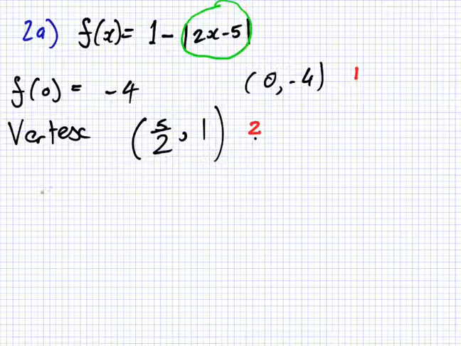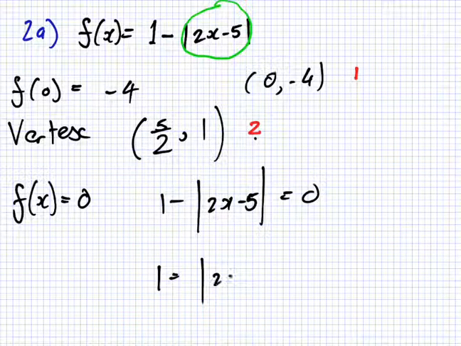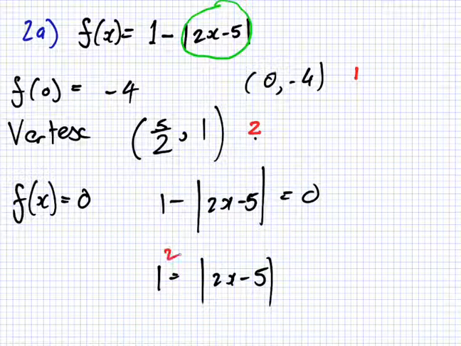So what do I do there? I want to solve this one. f(x) equals 0. So that means 1 minus absolute value of 2x minus 5 equals 0. That means 1 equals absolute value of 2x minus 5. Now what do I do next to get rid of this absolute business? Square. Yep. Square. 1 equals 4x squared minus 20x plus 25.